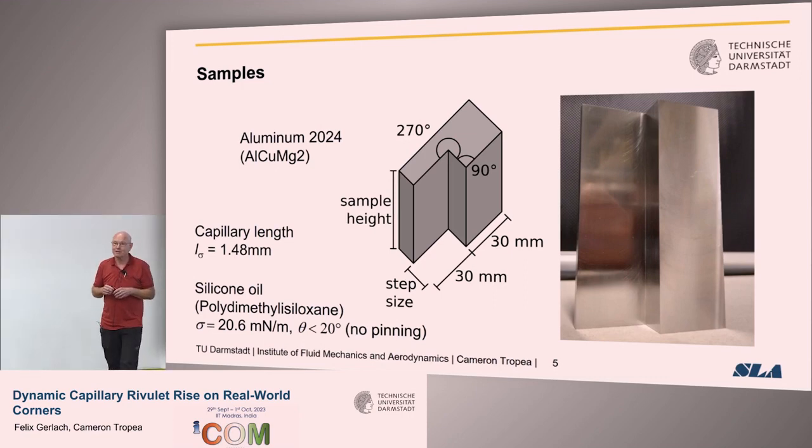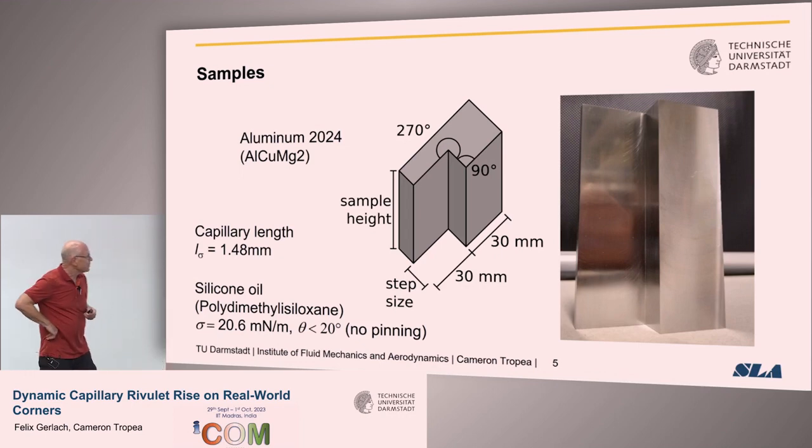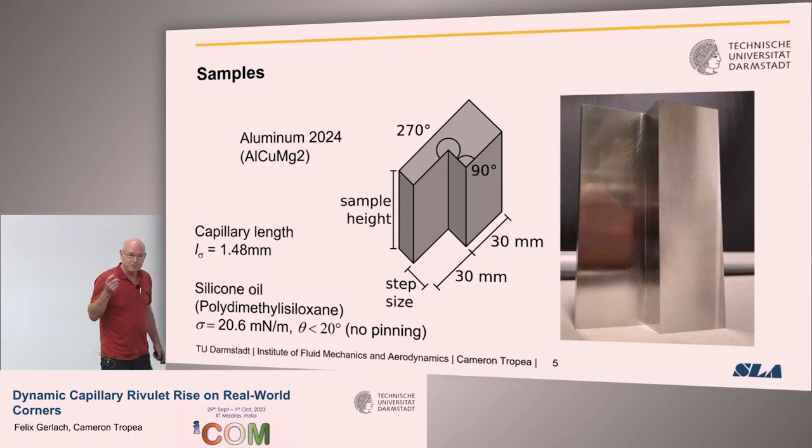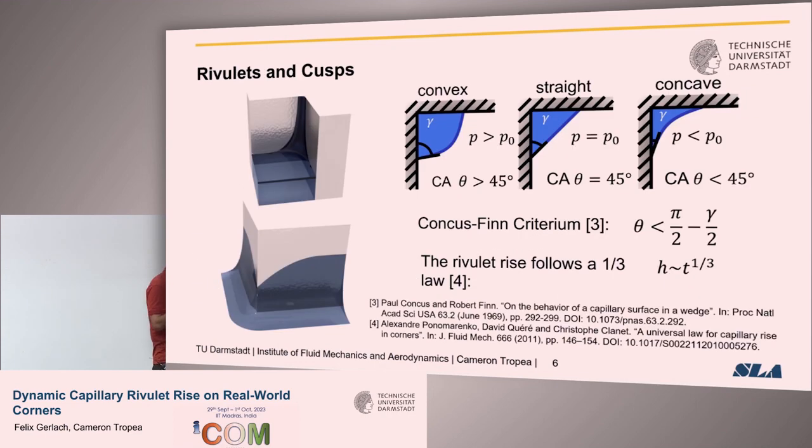So we started actually experimentally, and then we said, okay, we have lots of observations, can we model that? And so all of the experiments I'll show today are this geometry. We're not always using aluminum, sometimes steel and sometimes plastic. It depends on the wetting conditions we want to achieve, but almost always silicone oil. It's a fairly simple geometry, but now I show a little bit here the details of the rivulet and the cusp.